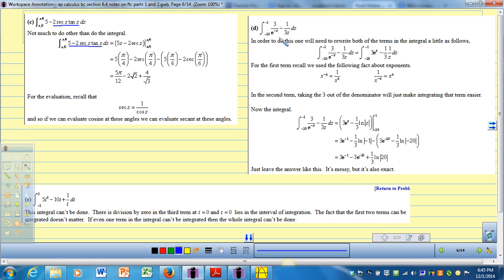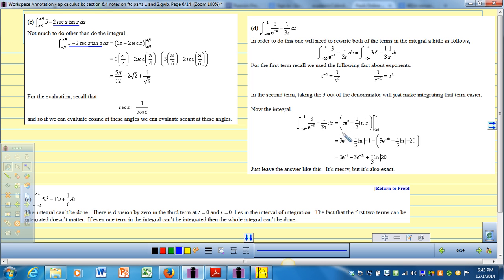We'll rewrite 3 over e to the negative z as 3e to the z. And we'll rewrite 1 over 3z as 1/3 times z to the negative 1, or 1 over z, dz. So when we apply our power rules, remember the derivative of e to the z is e to the z, so the antiderivative of e to the z is also e to the z.